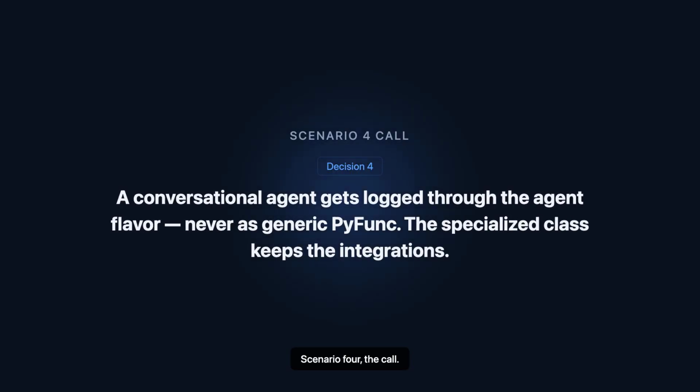Scenario 4. The call. A conversational agent gets logged through the agent flavor, not as generic Pyfunc. The specialized class keeps every integration you'd otherwise have to rebuild by hand. Data.Dino's pure LCEL chain from episode 12 uses the LangChain flavor for the same reason. Match the flavor to the shape of the thing you're logging.